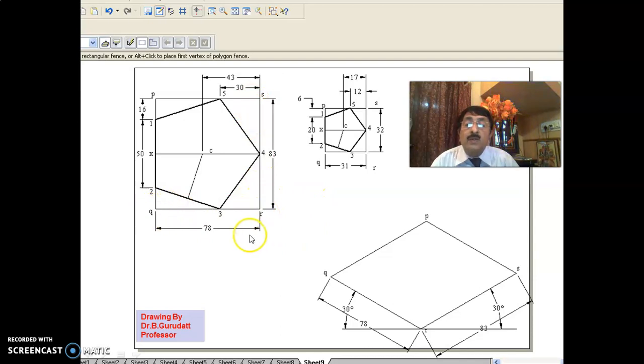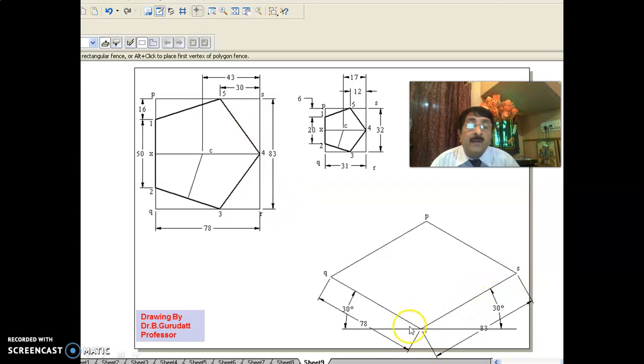RS and RQ, you write it. RS is 83, RQ is 78. Then this line parallel to this, this line parallel to that. In that way, you get P. Okay. Now, if you look at this, on RS, you should get 4.